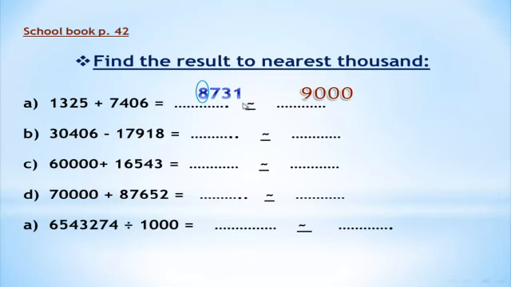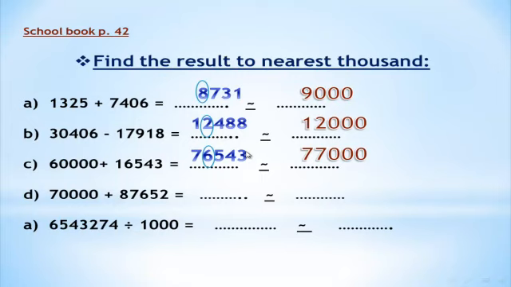Number B, 30,406 minus 17,918. The result will be 12,488. Put a circle on the 2. 4 is weak, so the result is 12,000. Number C, 60,000 plus 16,543. The result will be 76,543. So approximated to the nearest thousand, I found 77,000.